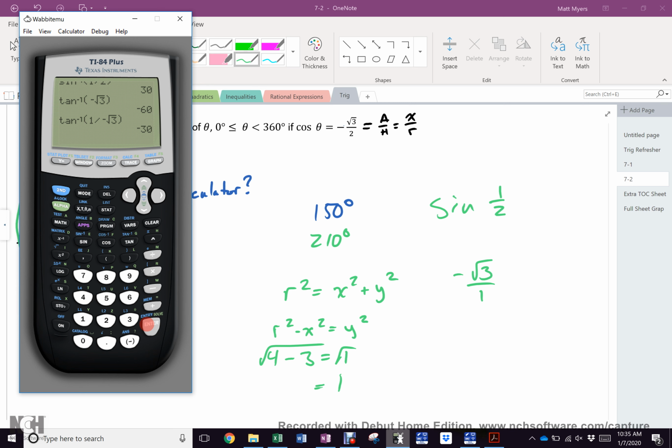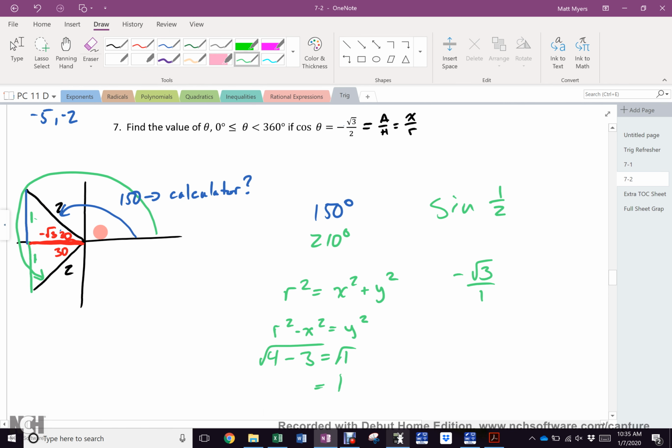See what I mean? It's only confusing if you don't understand the drawings, right? And you'll notice it's only cos that messes with you, because none of the rest of us gave us 150. It was just that cos. So you've got to be careful.